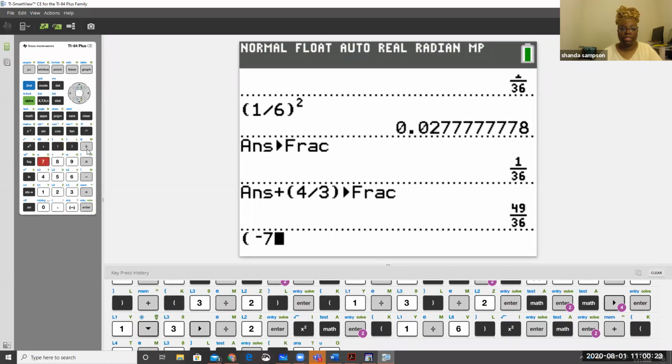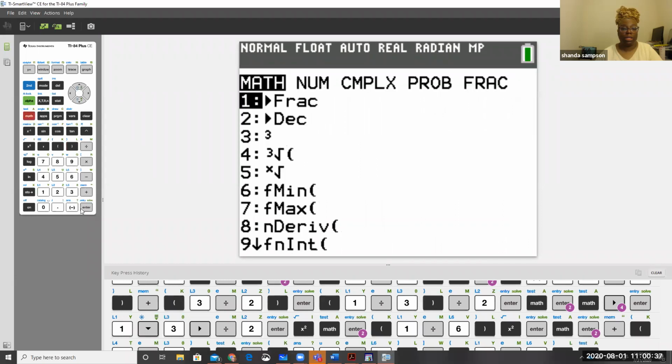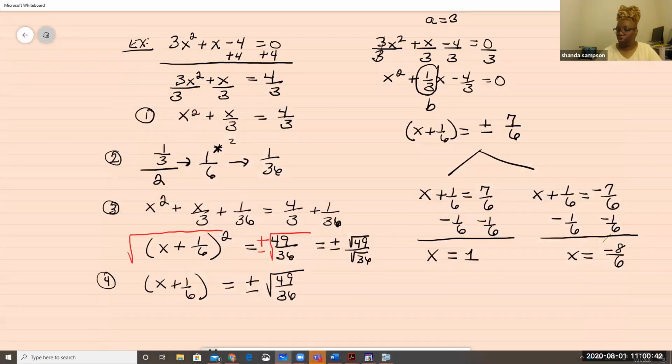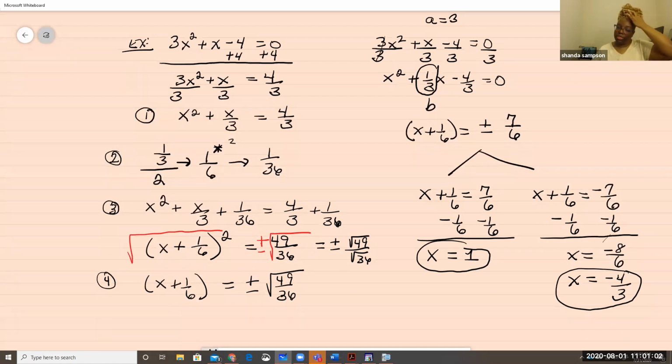Negative 7/6 minus 1/6. Okay, negative 4/3. The calculator is going to reduce it for you. Why get it wrong or get points taken off when you have your calculator to do the reduction for you? All right. So those are my two answers. X equals 1 and x equals negative 4/3.